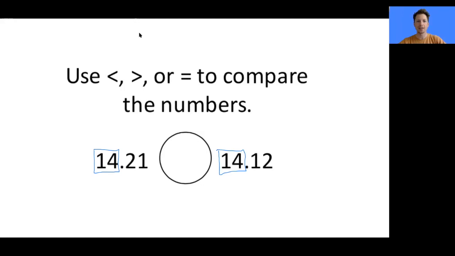So that means that I have to go from the whole number to the decimal point. Now, what I have after the decimal point in this one is 21. So that means I have 21 out of 100. In this one, I have 12 out of 100. So I know that 21 is bigger or greater than 12. So your answer will look like this. 14.21 is greater than 14.12.